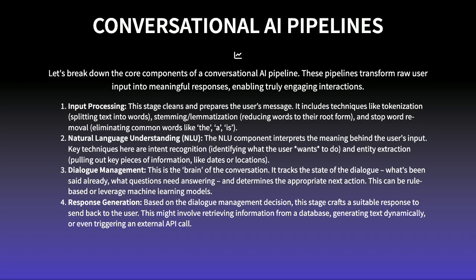Okay, so let's think about how conversational AI actually works. It's not just magic. It all starts with the user input, their message to your chatbot or voice assistant. First, we need to clean that up and prepare it. This involves breaking the text down into smaller pieces, simplifying words, and getting rid of unnecessary ones. Then comes natural language understanding, which is where the AI tries to figure out what the user actually wants. It's like figuring out their intent. Are they asking a question, making a request, or just saying hello?